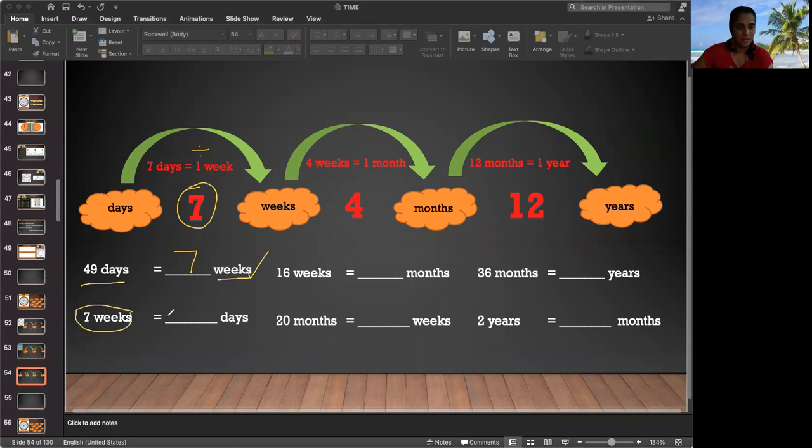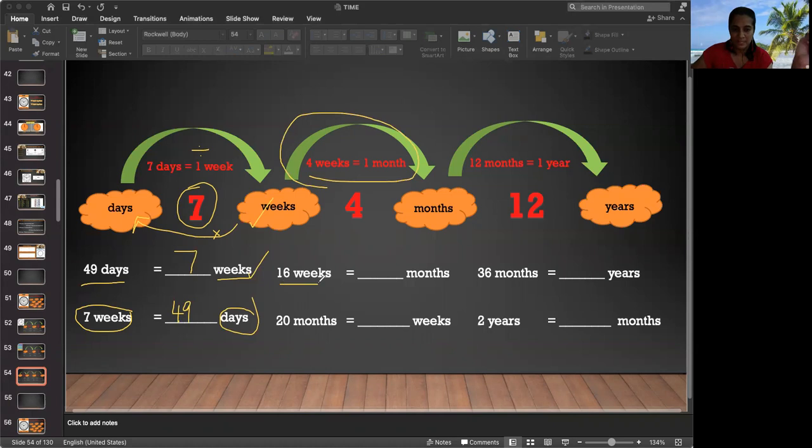Given weeks, asked to find days. So the other way around, you multiply. So 7 times 7 will be 49 days. Almost like the same question here. But let's move on and look here into weeks and months. So the general conversion when it comes to weeks and months is 4 weeks equals 1 month.